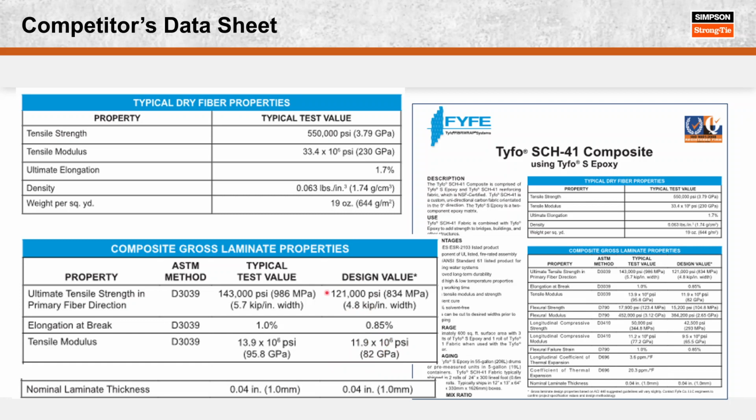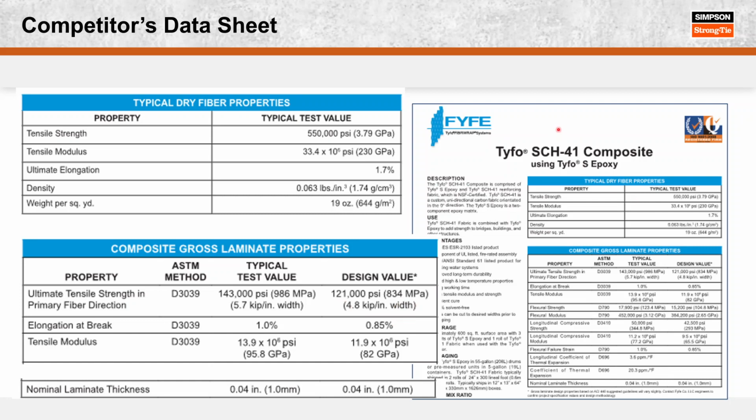Their tensile strength is 121,000 psi. What's ours off the top of your head? Ours is 128. So not much higher, but this value doesn't come up very often in designs anyway. But here they have tensile strength per inch of width. They don't have the modulus or stiffness per inch. And this is all taken from Fife's SCH41, so the equivalent of our 22-ounce carbon fabric.